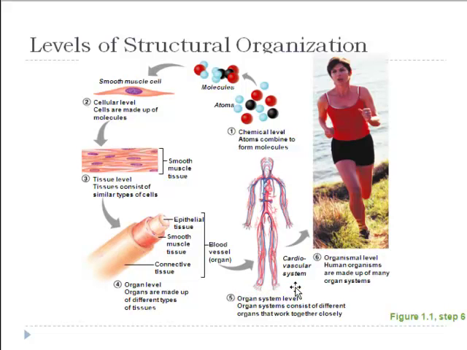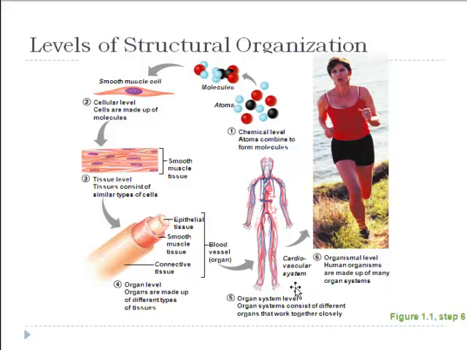Then finally, we have the whole organism. This is the largest level of organization. So the whole organism is built of these lower levels. So in our body, we have different organ systems, which are built of organs, which are made up of tissues, which are made of cells, which are made of molecules, which are made of atoms, and then subatomic particles. So you can see how these build on each other.